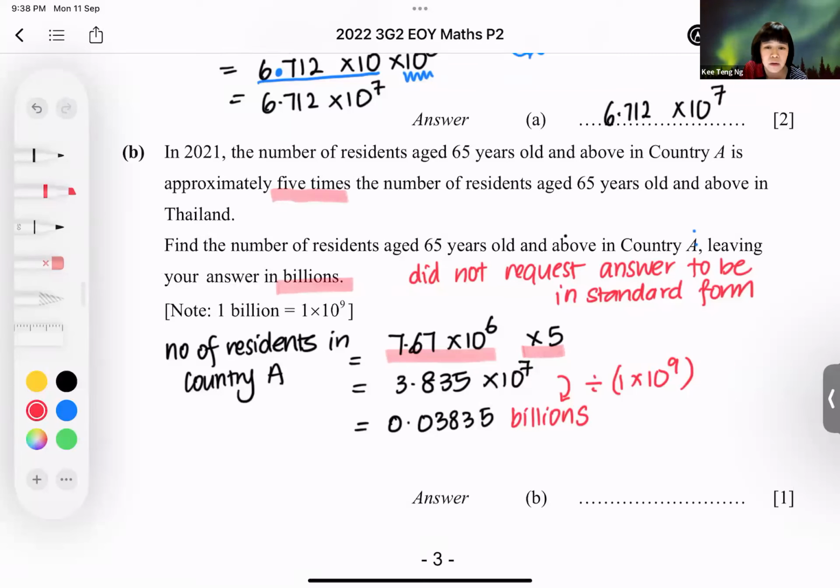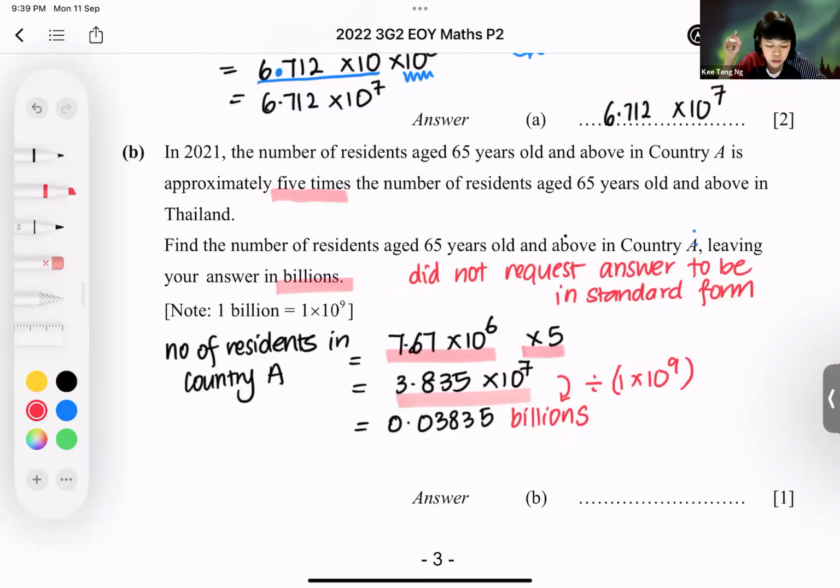So first, let me calculate 7.67 times 10 to the power 6 times 5 first. So I get this number, but unfortunately, this is not in billion, right? 1 billion is 9 zeros. So what do I need to do? I need to divide by 1 with the 9 zeros, or rather, 1 times 10 to the power of 9. So when I divide by that number, 1 times 10 to the power 9, then I'll get to know how many billions it is.